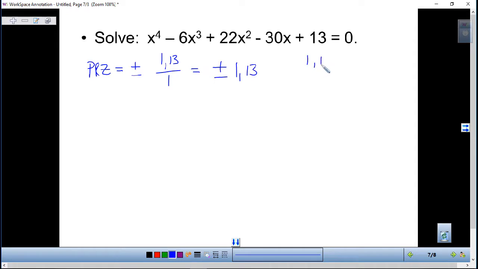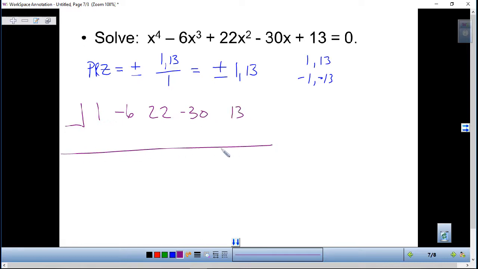So let's go ahead and list it over here. Negative 1, negative 13. And we're going to do our division. And we got 1, negative 6, 22, negative 30, and 13. And we're looking for 0 here. And just drop that one down. Now what do we want to try first? Let's try negative 1.